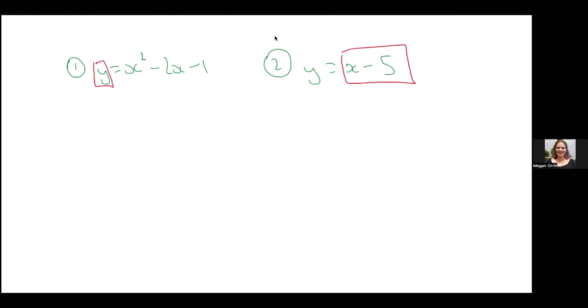So we're going to look at y equals x squared minus 2x minus 1. And our second equation this time is going to be y equals x minus 5. All right, let's do the exact same thing, right? So instead of y, I'm going to substitute what y equals. So then I get x minus 5 equals x squared minus 2x minus 1. So 0 equals what?